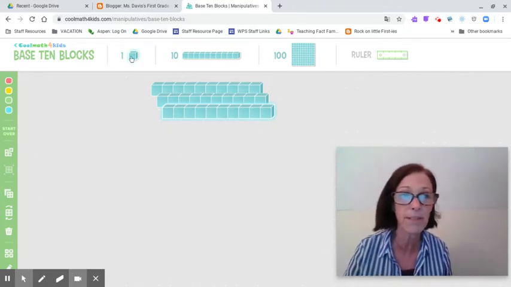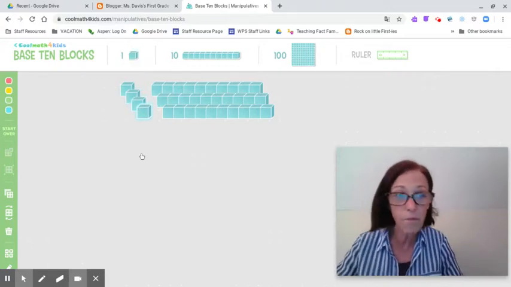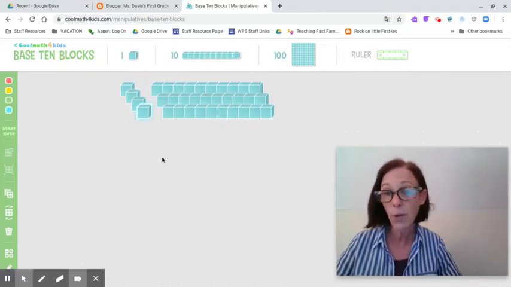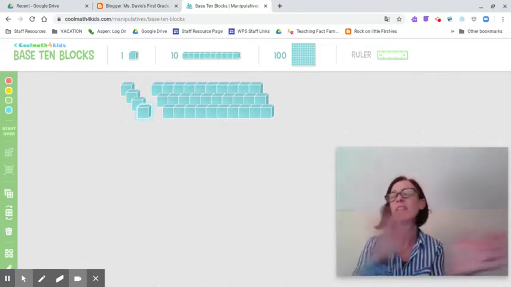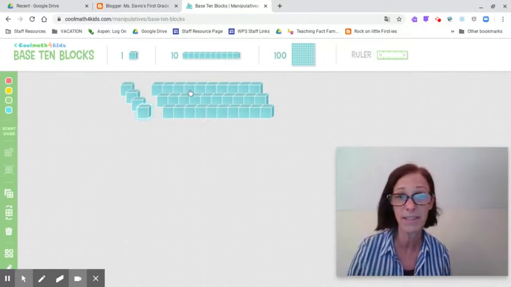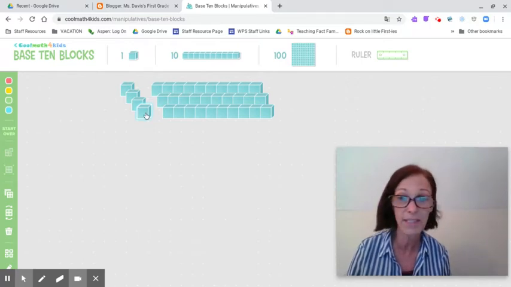All right, let me bring some ones down. I brought down 4 ones. Am I right? Let's count them. 1, 2, 3, 4. All right. So I want to show you what this would look like if your teacher says, show me this number in expanded form. We've decided this is 10, 20, 30, 4, right? So we know what standard form looks like.